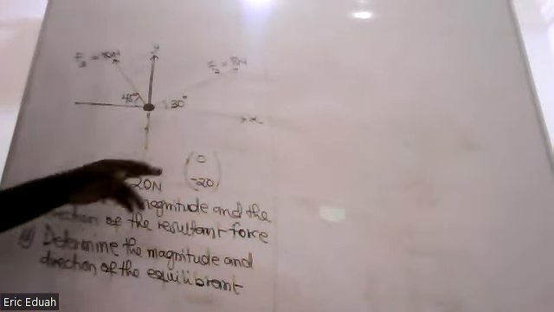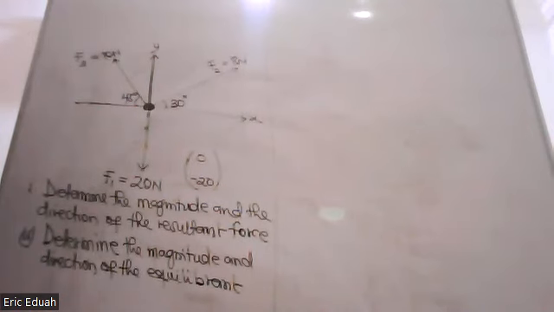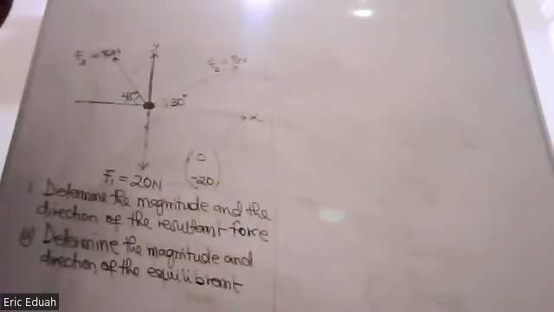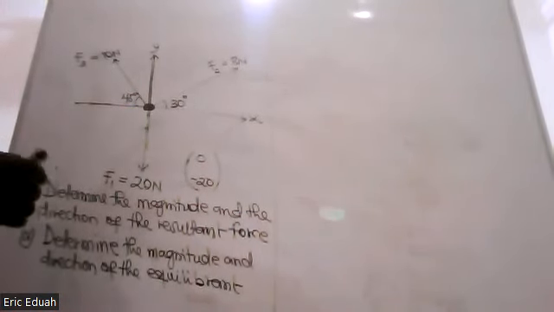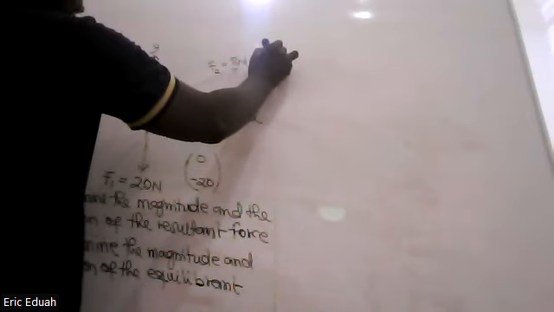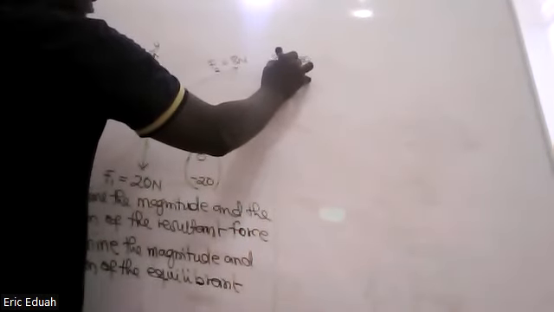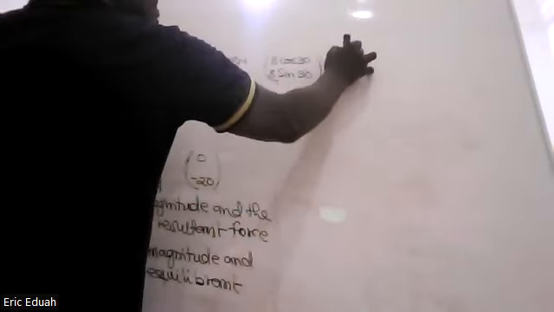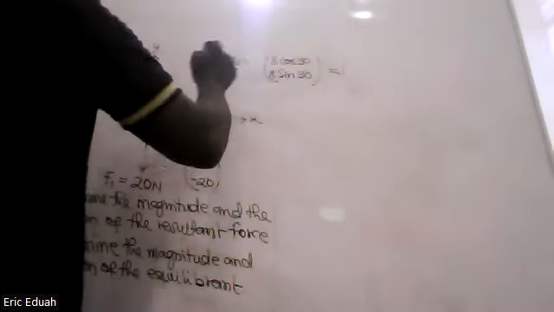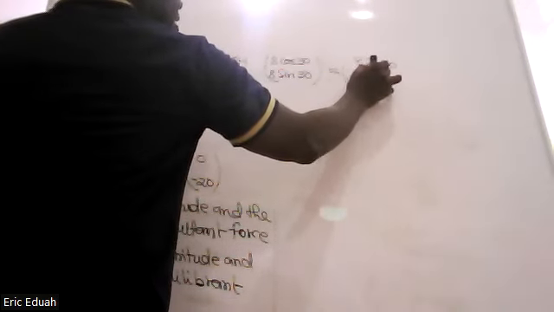Please, let me see by hand those of you who got this. Okay. All right, nice one. I can see. All right, let's look at F2 two ways. We can resolve it to the x or to the y. If we take it to the x, x will be 8 cos 30, y will be 8 sine 30. If we take it to the y axis, then x will be 8 sine 60 and y 8 cos 60.